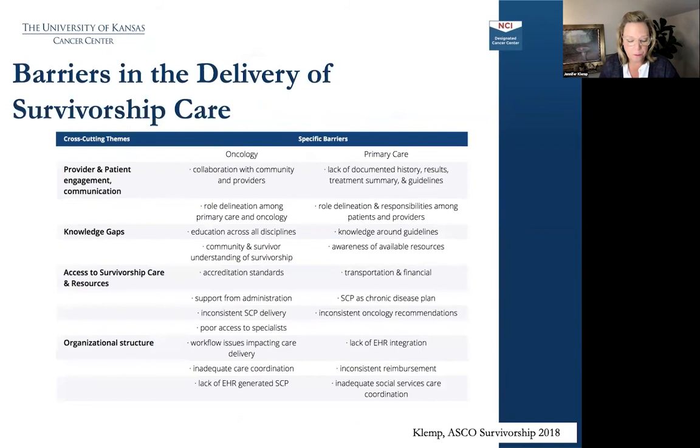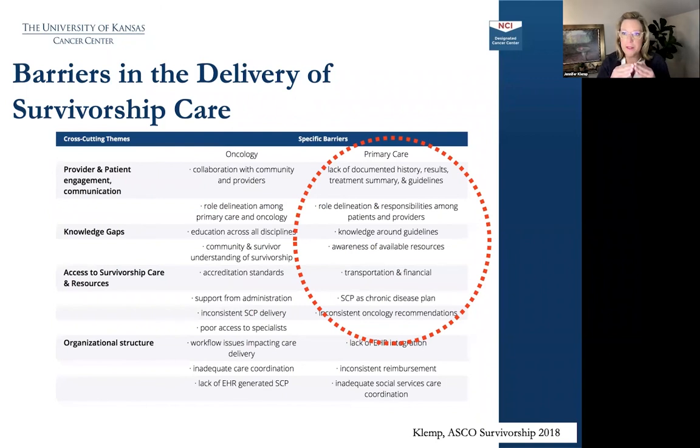So I really like this slide, and these slides will be available to you so you have that as a resource. So in a lot of our work, we've tried to really identify these cross-cutting themes of patient-provider engagement, knowledge gaps, access to survivorship care and resources, and then the organizational structure. These are huge in primary care as well as in oncology. And so I think these cross-cutting issues and themes need to be addressed. It gives us a place to start to bridge those gaps.